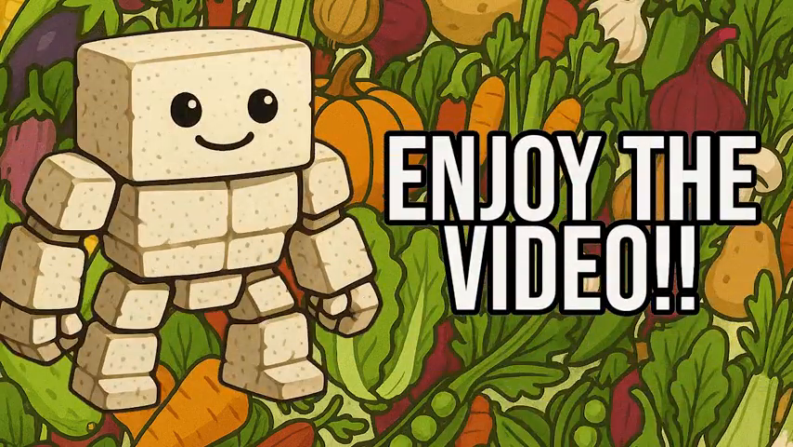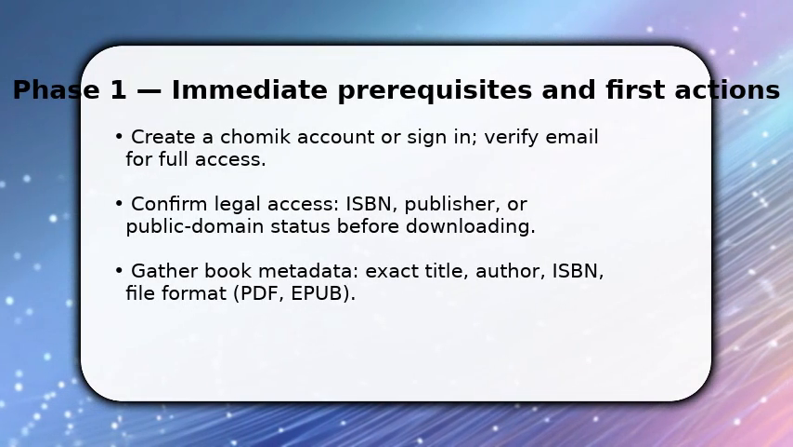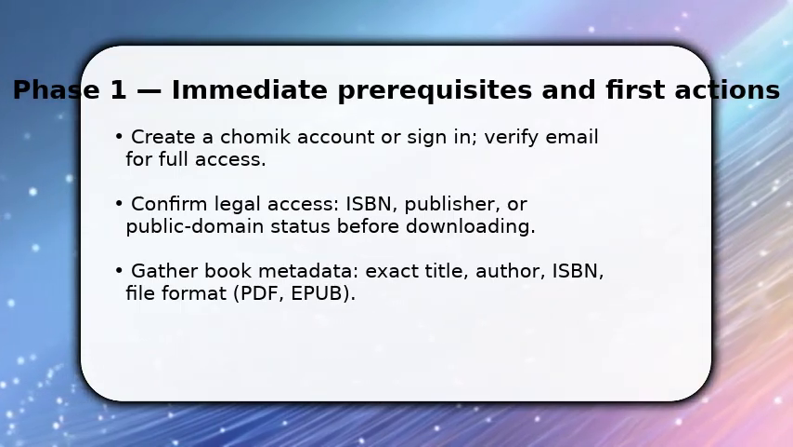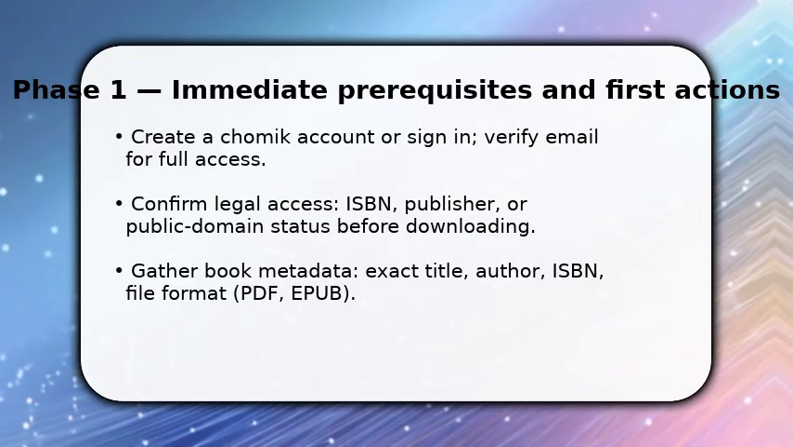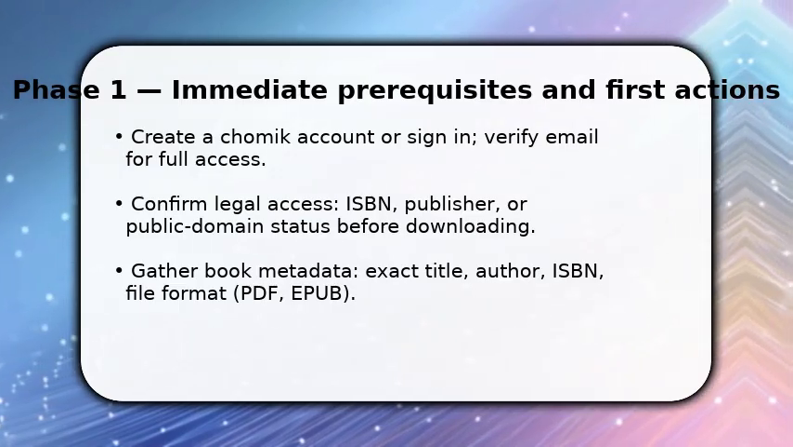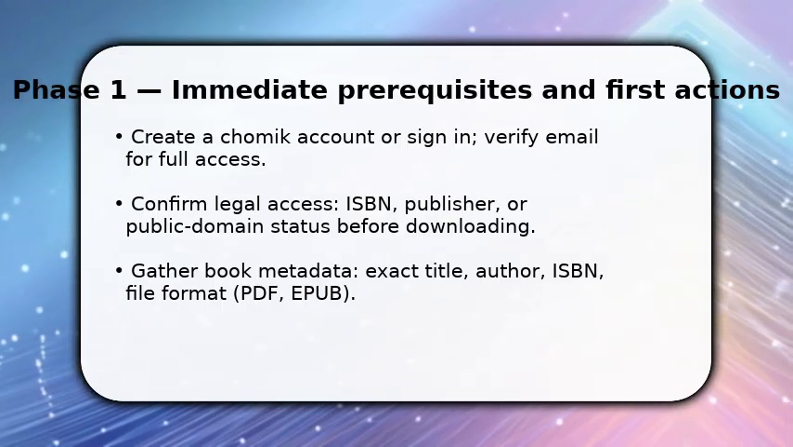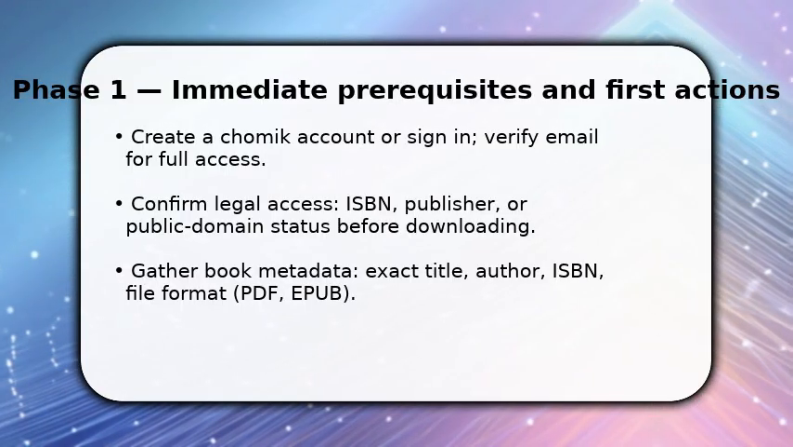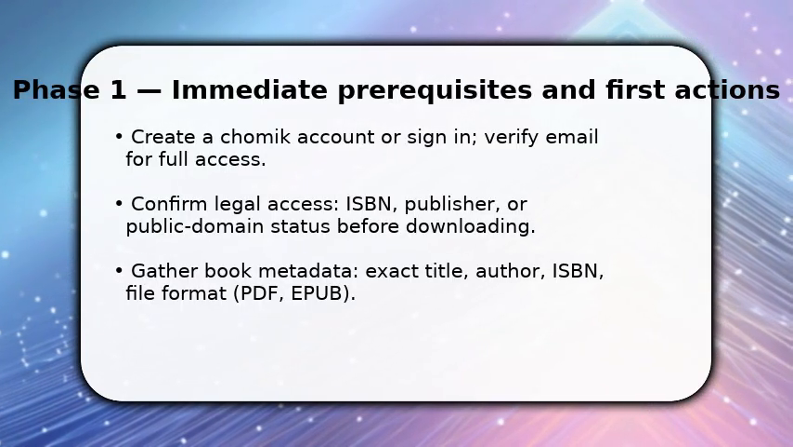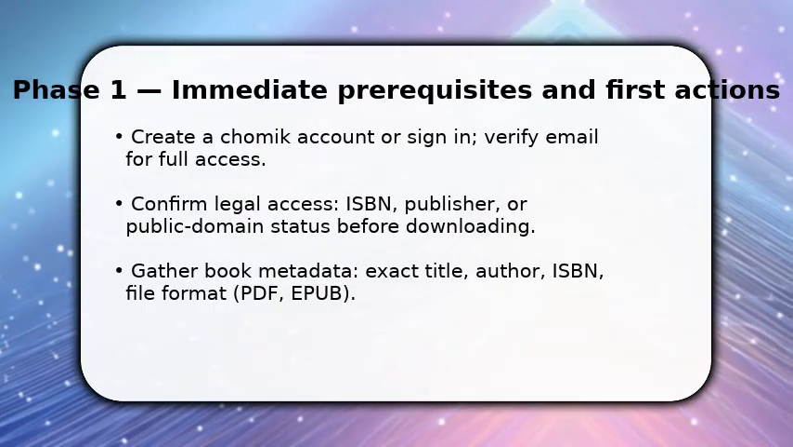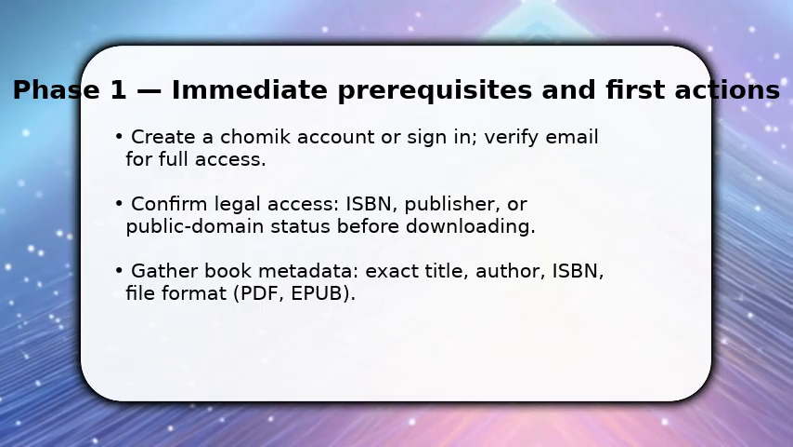Please enjoy the video. You begin by setting up access and clarifying legality. Create or sign into your Chomik account and verify your email so download features unlock. While you do that, confirm the book's legal status, ISBN, publisher rights, or public domain, because you should only download lawful copies. Next, collect precise metadata, exact title, author spelling, ISBN, and preferred file format like PDF or EPUB.